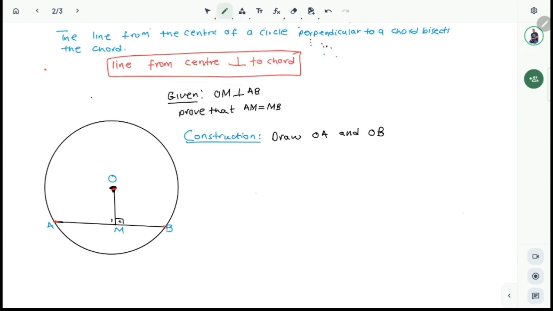You are just joining them by dotted lines, right? Do not draw it as a line, just indicate it as a dotted line, because it's the construction. We're talking about the construction lines, which must be indicated with a dotted line. I am done constructing. I constructed the lines OA and OB.